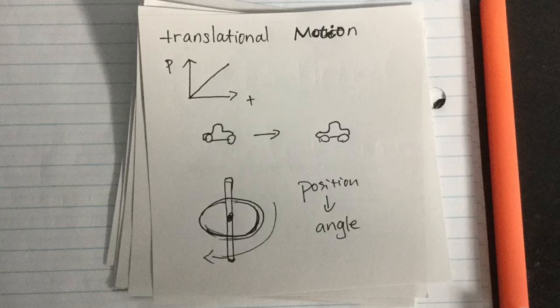A translational motion means an object is either traveling at a constant velocity or accelerating towards a certain point with a certain distance and displacement. However, rotational motion is different from that. Rotational motion doesn't move towards a point, it just stays there. And instead of finding the distance it has traveled, we're looking for a point on this circle and the angle it has traveled.